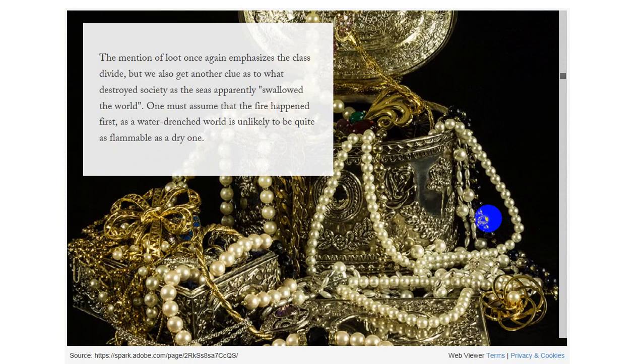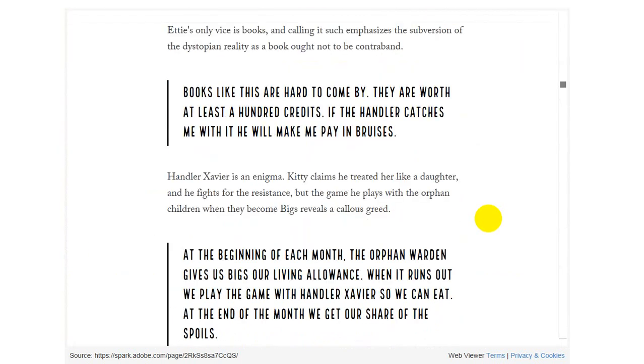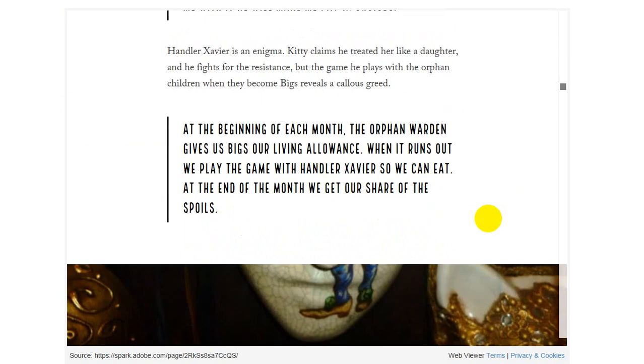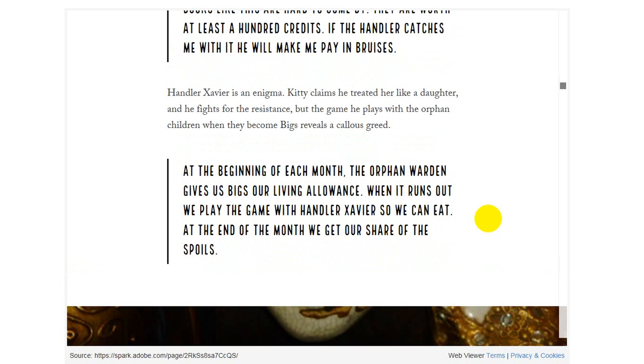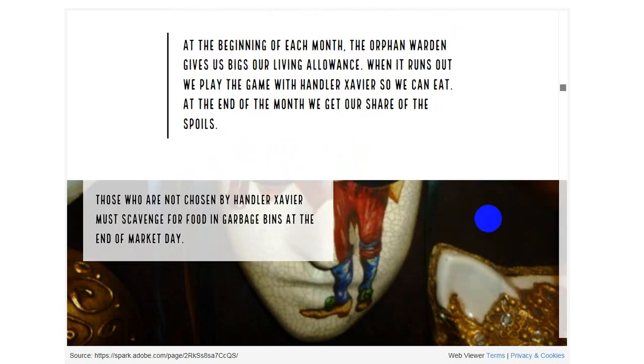I'm going to move ahead to Etty's only vice, which is books. They're hard to come by, and this just shows the subversion of this dystopian reality, because books ought not to be contraband. And we discover that handler Xavier is quite cruel to Kitty. To Etty, Kitty claims he treats her like a daughter, but he's very hard on the bigger orphans.